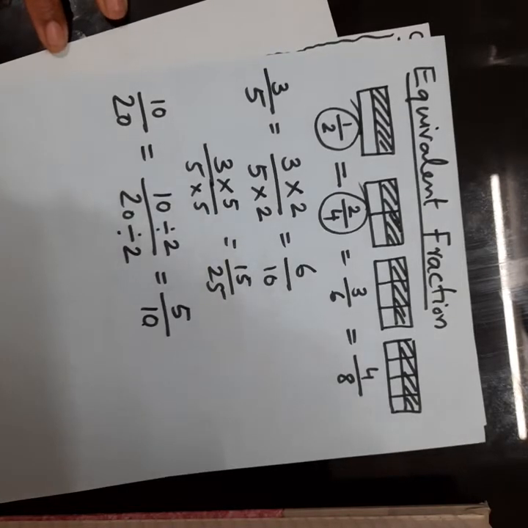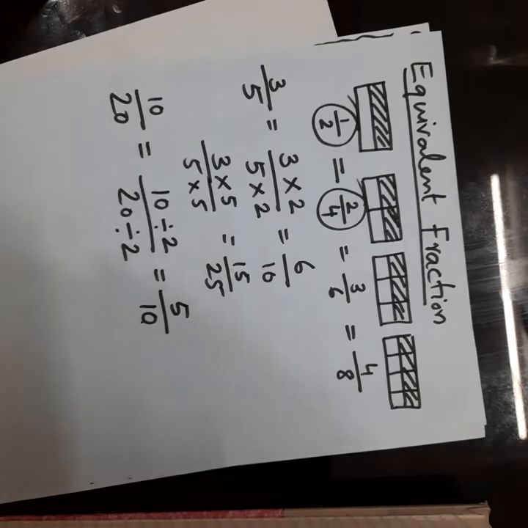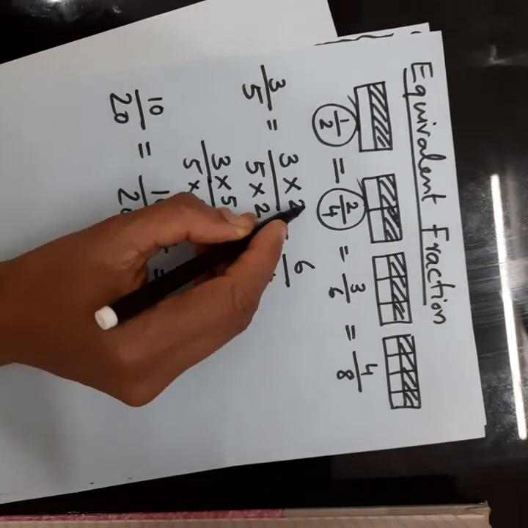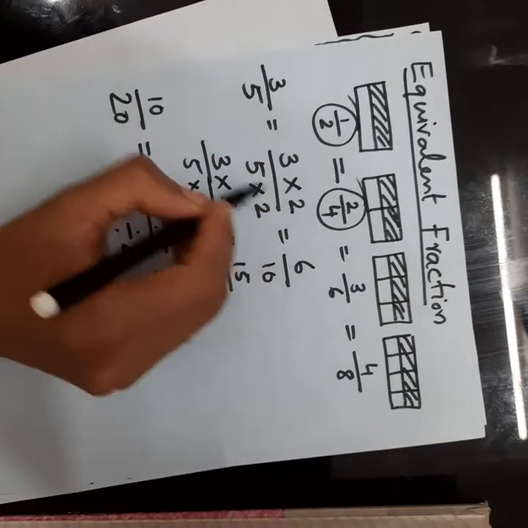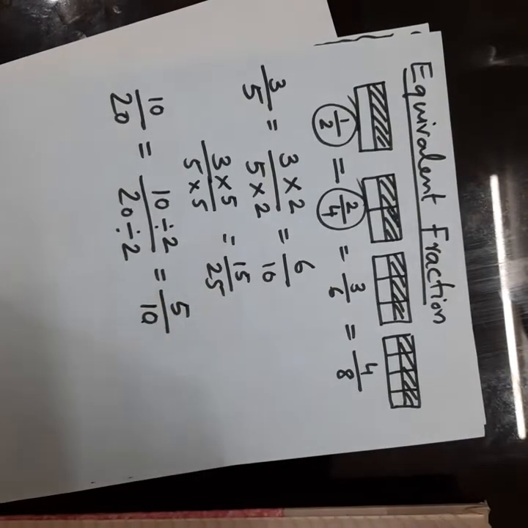How many equivalent fractions can we write for a fraction? We can write an infinite number of equivalent fractions because there are infinite numbers. So any number we can multiply. If I am multiplying with 10, we will get 3 into 10, 5 into 10, 30 by 50. Or 100, whatever number. So there are infinite numbers we can multiply with. So infinite equivalent fractions we can write. So this is equivalent fractions.